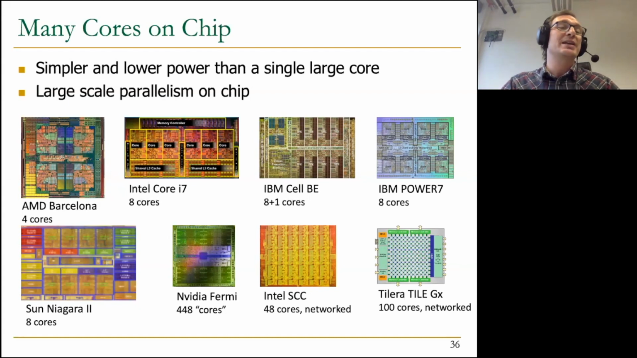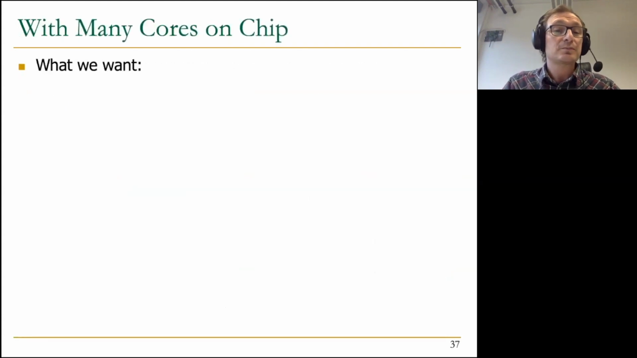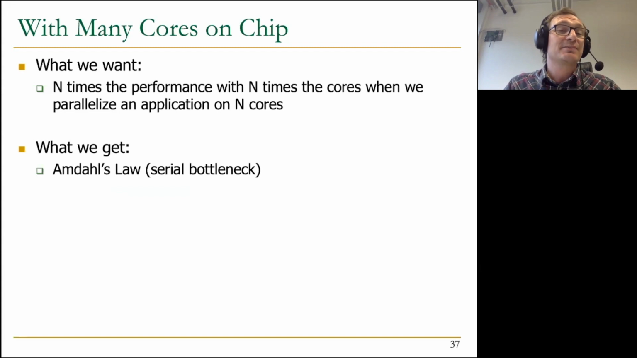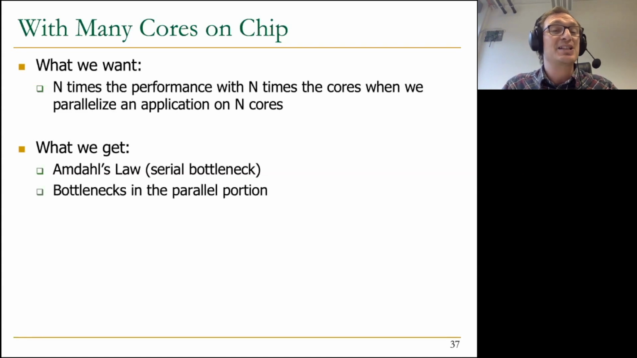You have 1 core, you get performance level X. You have 4 cores, you want performance level 4x. Now, if you don't get performance level 4x, then you're actually not utilizing your cores really well. Okay, but what we get is Amdahl's Law. Hopefully all of you know. This is due to serialization bottlenecks. And also there are bottlenecks in the parallel portion of the program.